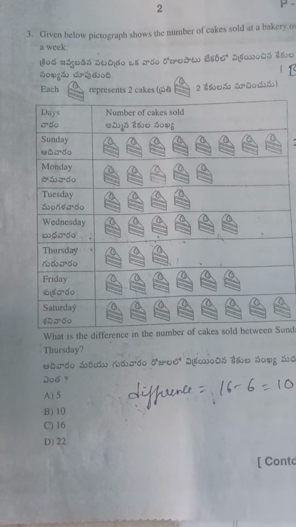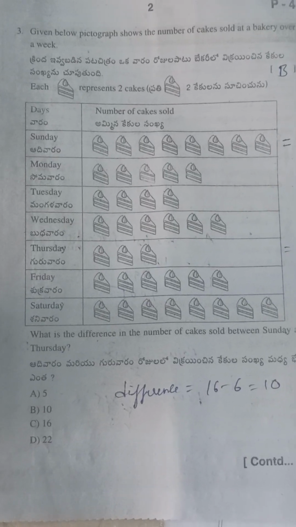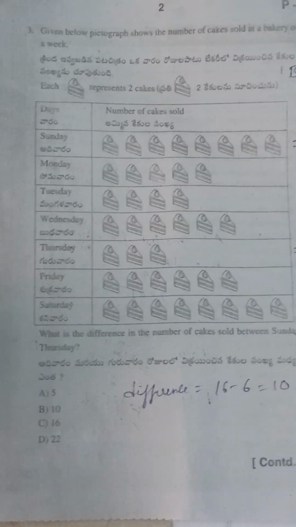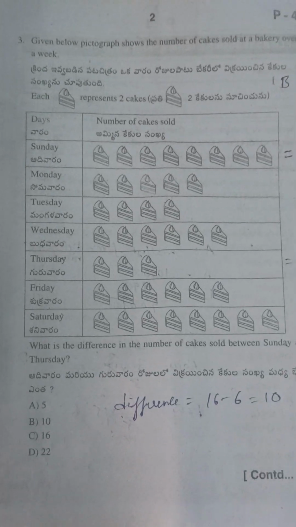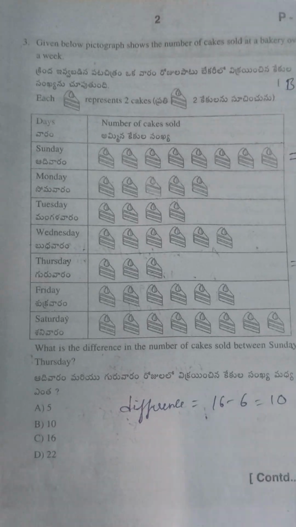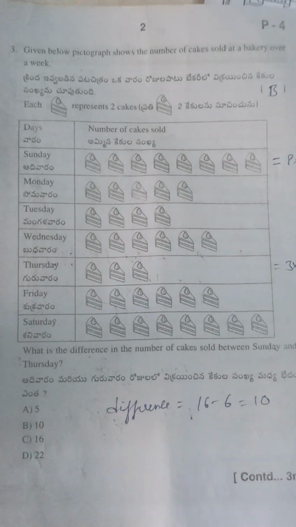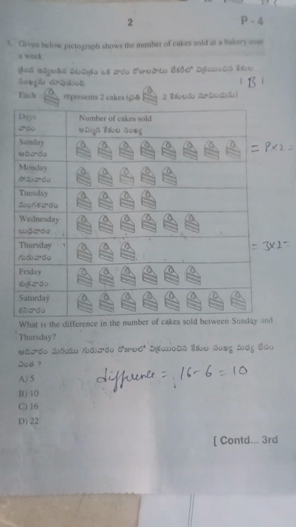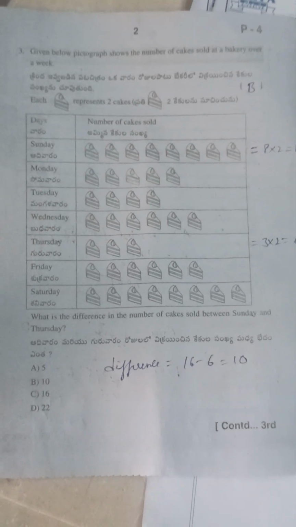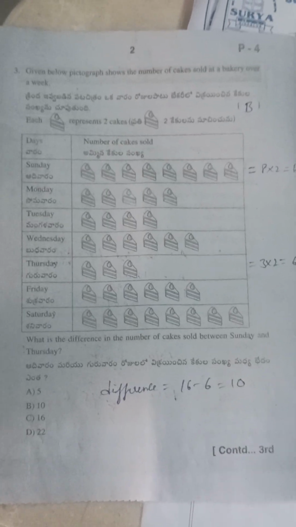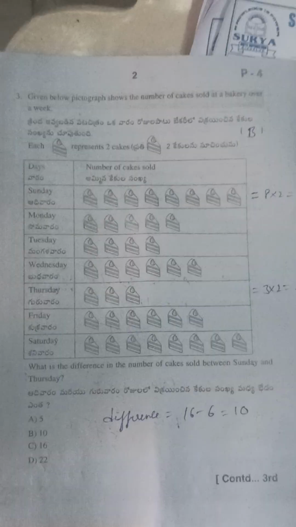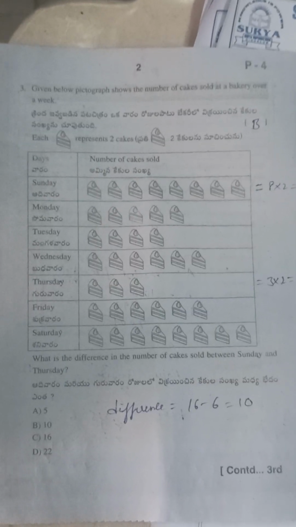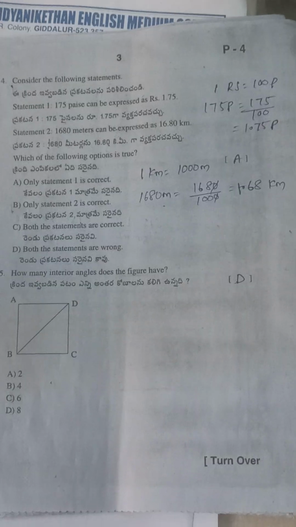Next, the pictograph below shows the number of cakes sold at a bakery over a week. So one cake symbol is 2 cakes. So on Sunday there are 8 symbols, 8 twos are 16. On Thursday there are 3 symbols, 3 twos are 6. So what is the difference in the number of cakes sold between Sunday and Thursday? The difference is 16 minus 6, that is equal to 10.